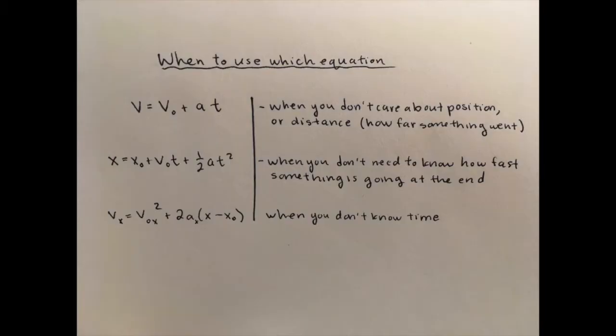Once you find the acceleration using the third equation, you can go back, plug it into the first one, and solve for time. Okay, so here's a general overview of when you want to use each equation. You want to use the first equation when you don't care about the distance, the displacement, or how far something's gone. You want to use the second equation when it doesn't matter how fast something is going at the end, because there is no v final variable in this equation. And finally, the third equation I already mentioned, you want to use it when you don't know time.